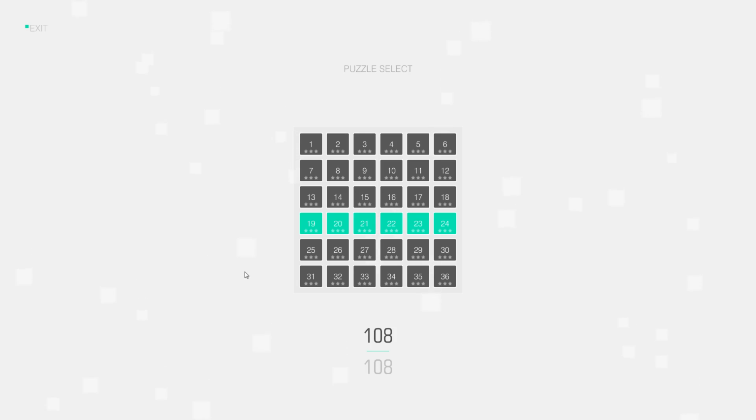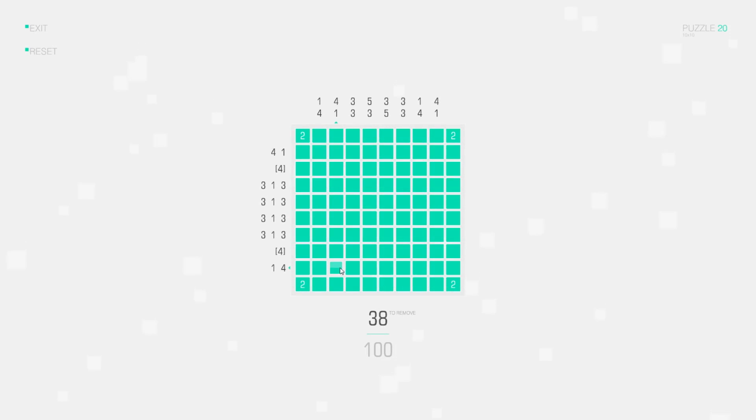Hello, my name is Tom, and in this video I will solve puzzle number 20 of the SquareCells game. Okay, we only have 4 group clues here, like this. Now I can use my corner rule and delete these squares.